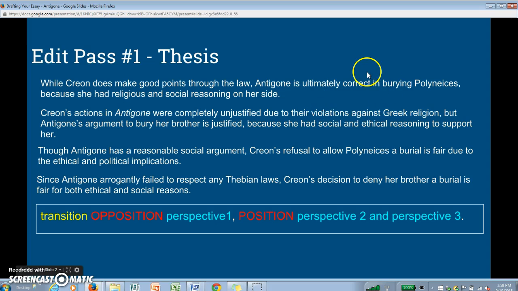Antigone is ultimately correct. Antigone's argument to bury her brother is justified. Creon's refusal to allow Polynices a burial is fair. Creon's decision to deny her brother a burial is fair. And then you state your 2 perspectives with which you'll prove your position: religious and social, social and ethical, ethical and political, ethical and social. Make sure that you follow this formula to create an excellent thesis.